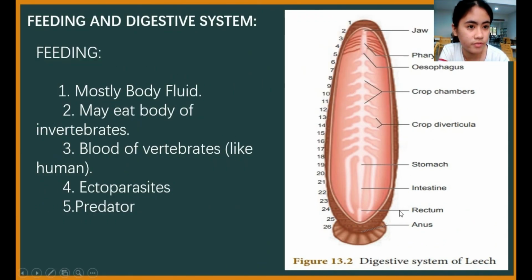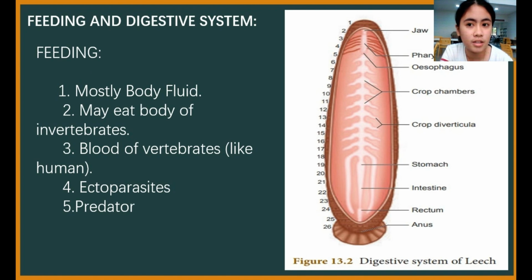The digestive system of the leech, the nutrition they have. Leeches are popularly considered parasitic, but many are predaceous. Most leeches are fluid feeders. Most feed on the body fluids of invertebrates, or the blood of vertebrates like humans, as ectoparasites and predators. Some feed on tissue fluids and some from open wounds. Some freshwater leeches are true bloodsuckers, including the so-called medicinal leech, Hirudo medicinalis, this one, the leech.